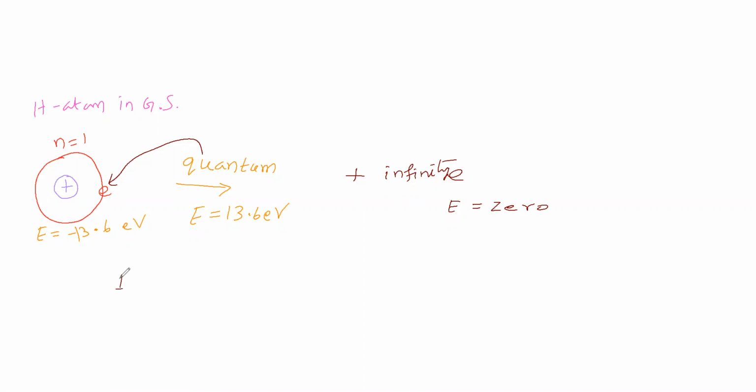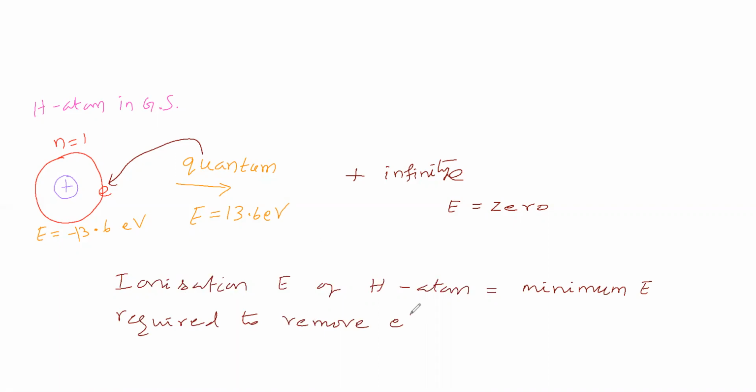Now you say what is the ionization energy of a hydrogen atom? What is called ionization energy of hydrogen atom? It is the minimum energy required to knock out an electron from hydrogen atom in its ground state. It is called minimum energy required to remove electron from hydrogen atom from its ground state. That is called ionization energy.